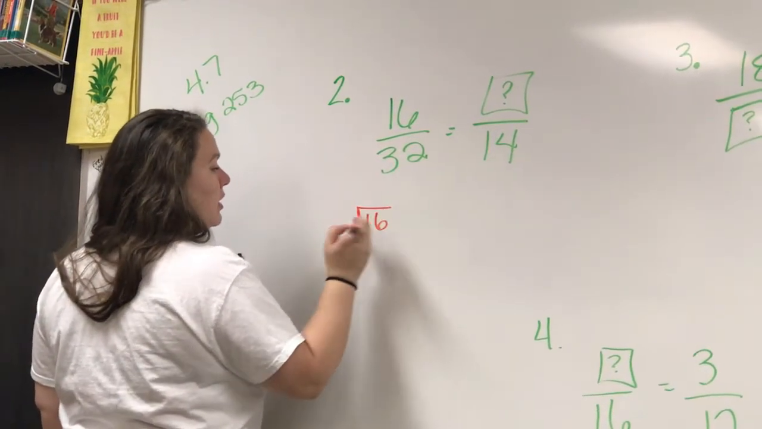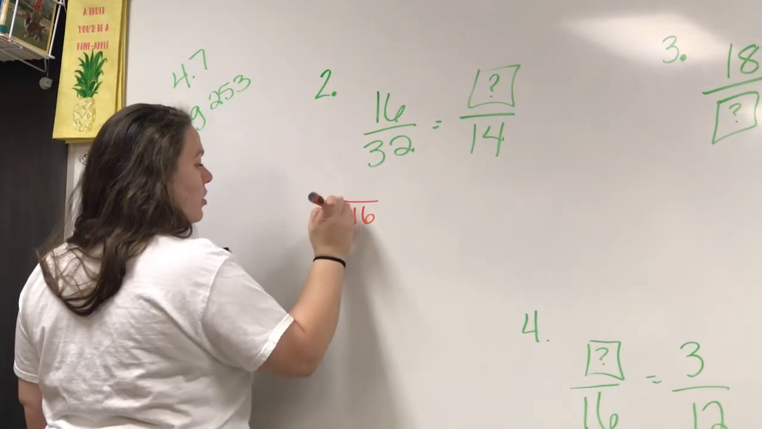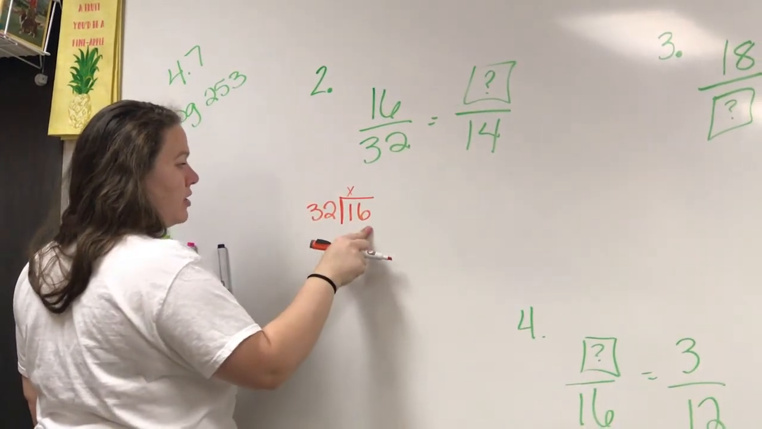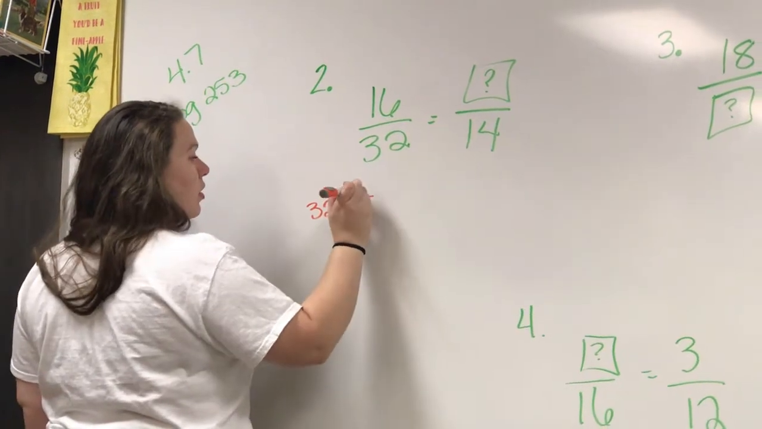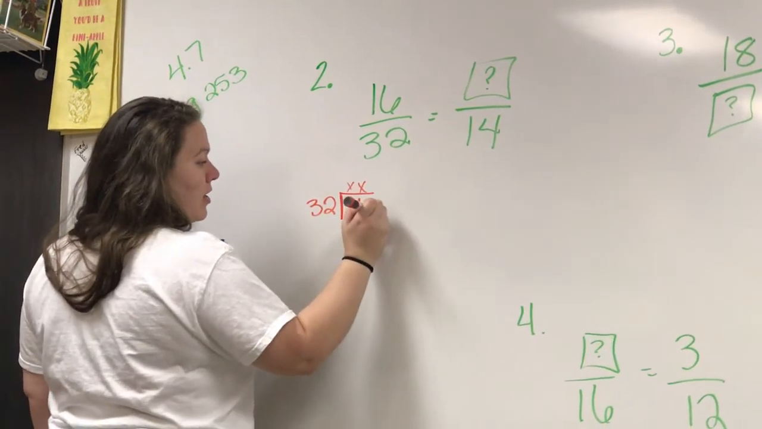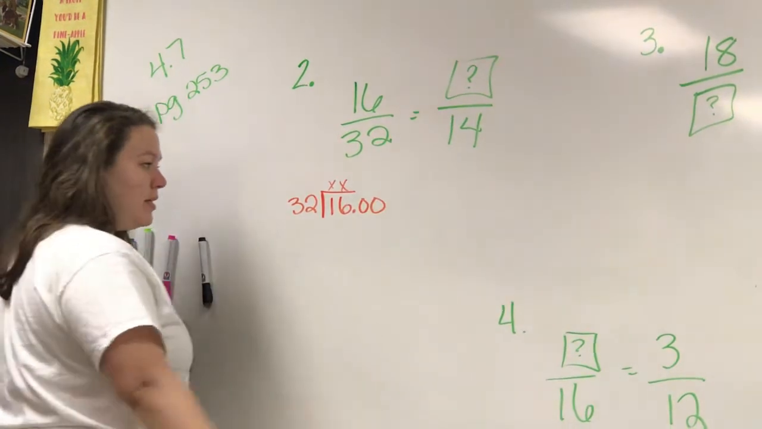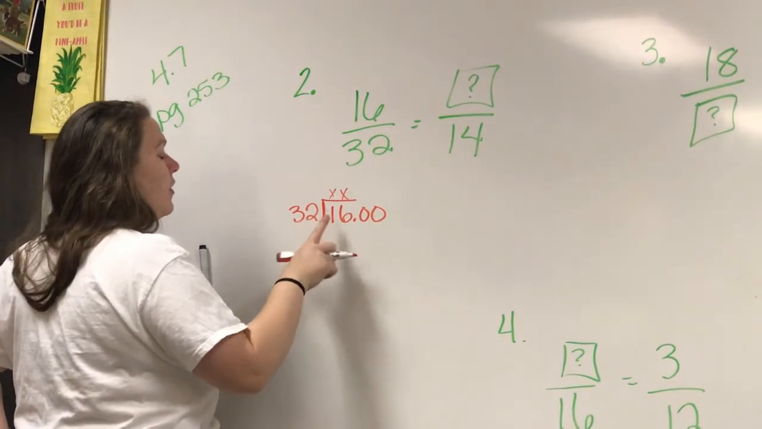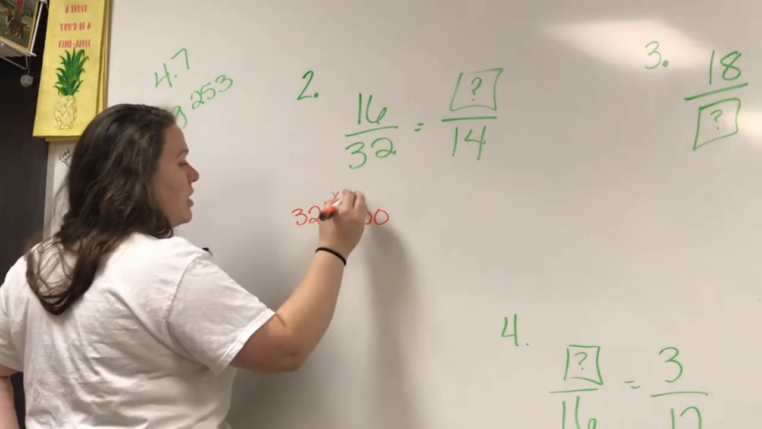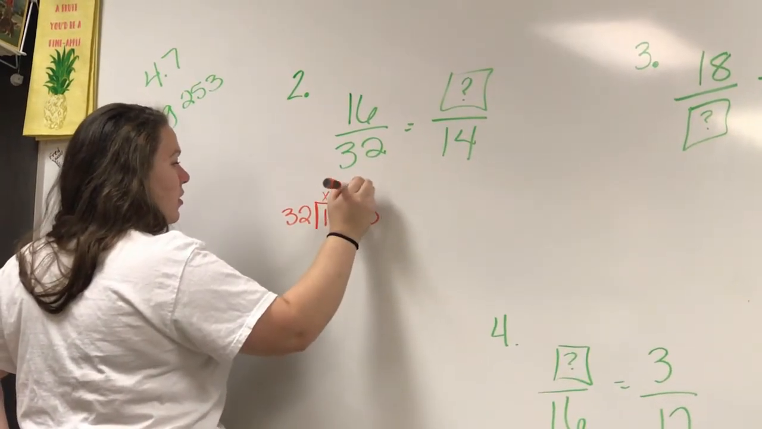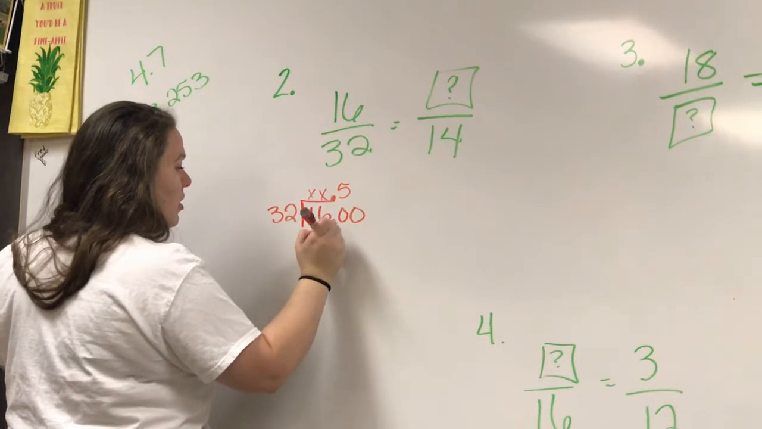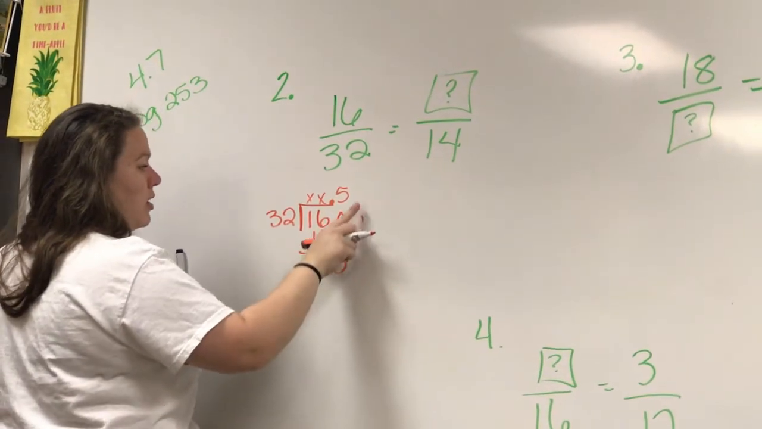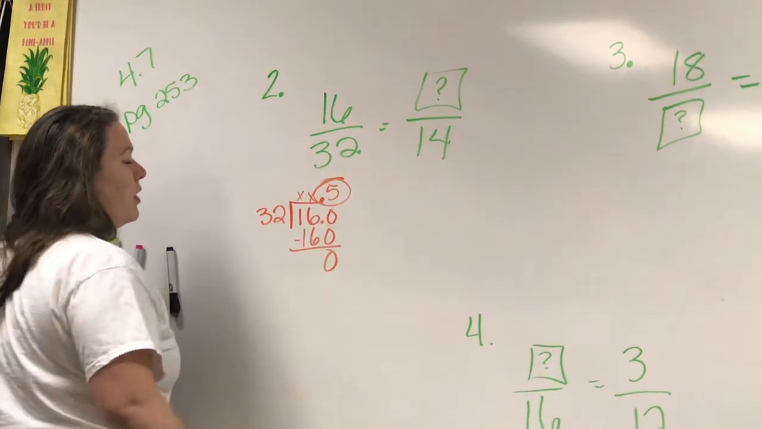So 16 and 32. 32 can't fit into 1. 32 can't fit into 6. Oh no! What are we gonna do? We're gonna add a decimal, and I usually like to add 2 zeros. 32 can fit into 160 5 times. It's 160 and 0. I don't need an extra 0, I just know that it's 0.5.